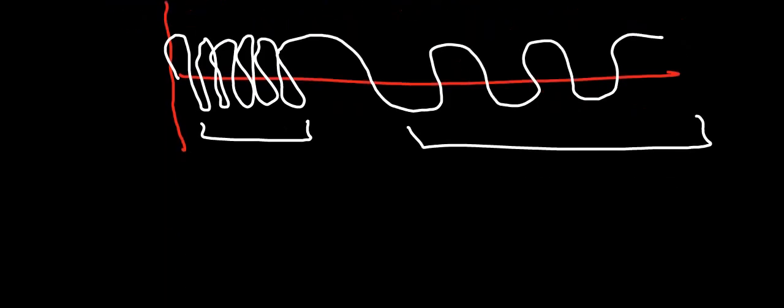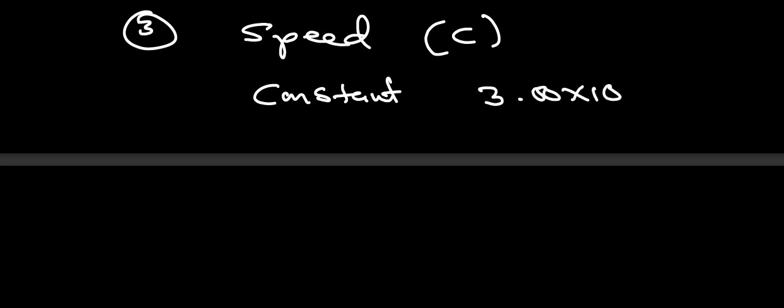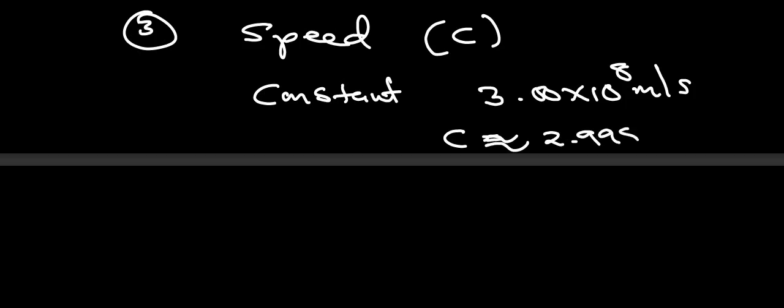And the third thing is that these are always going to have the same speed as light. So they move with the speed of light, which is simply c. It's a constant. c is simply 3.00 × 10^8 meters per second. Other people just say c is approximately 2.998 × 10^8 meters per second. So they will be specifying which one you need to use.